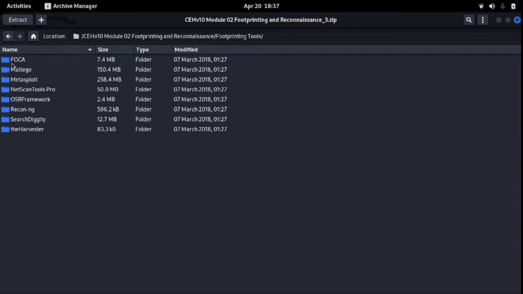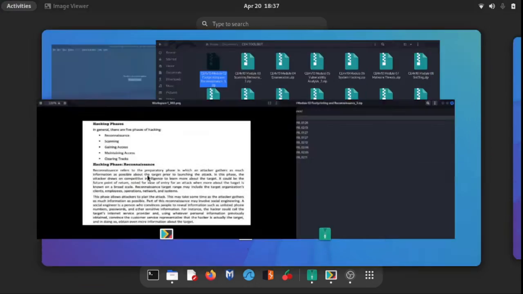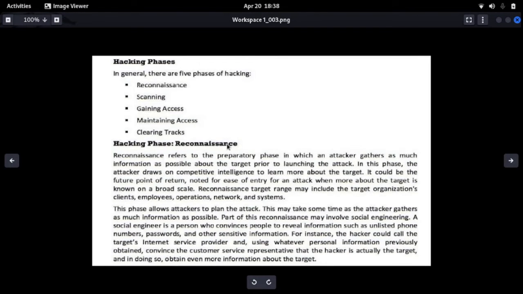Okay, under footprinting we have Foca, Maltego, Metasploit, Netscan, OSINT Framework, Recon-ng, Search Diggity, the Avestas. Now all these I'll be sharing with you, and also I will show you how to use them, which is very, very important. Okay, so that is all about reconnaissance for now. You can read more, you can Google it and read more. I have a comprehensive document for all these. This is just what I extracted a little from it, but I have a comprehensive PDF file on each of these hacking phases.